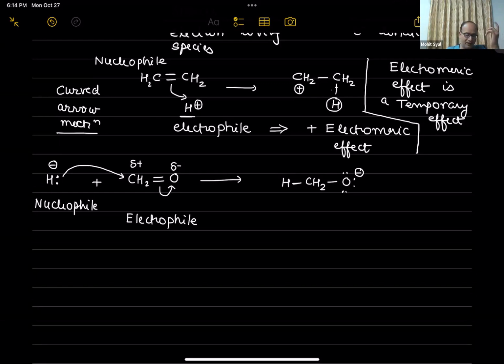So this is the nucleophile. Whenever nucleophiles approach a double bond, they will push away the pi bond onto the next atom. And if there is an electrophile, it will pull the pi electrons towards itself. The nucleophile will push the pi electrons away from the double bond onto the next atom. I hope this is clear.